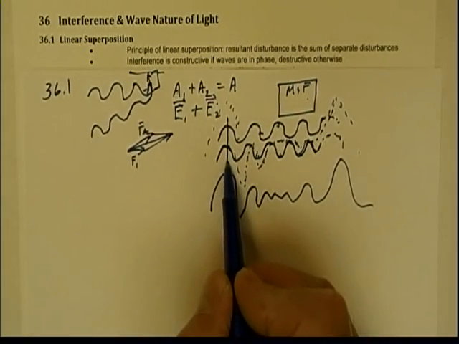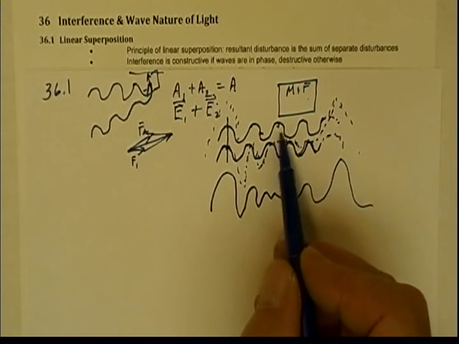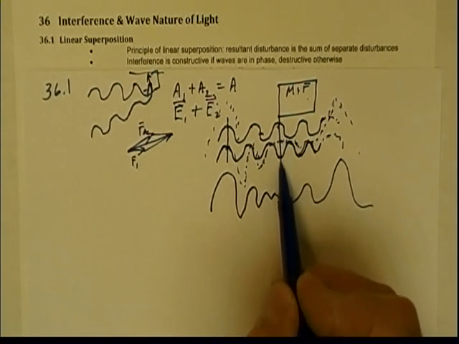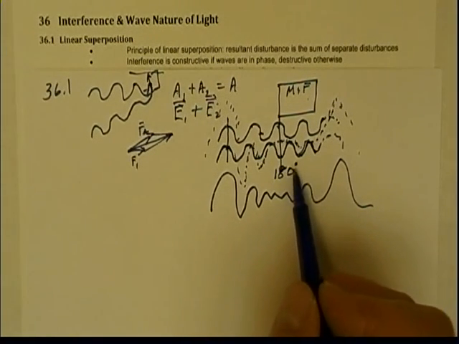Here we say the phase of the waves differs by 0. Here we would say the waves differ by 180 degrees. They're 180 degrees out of phase.